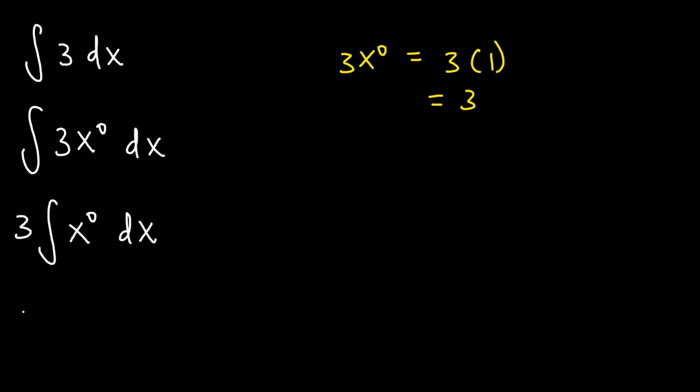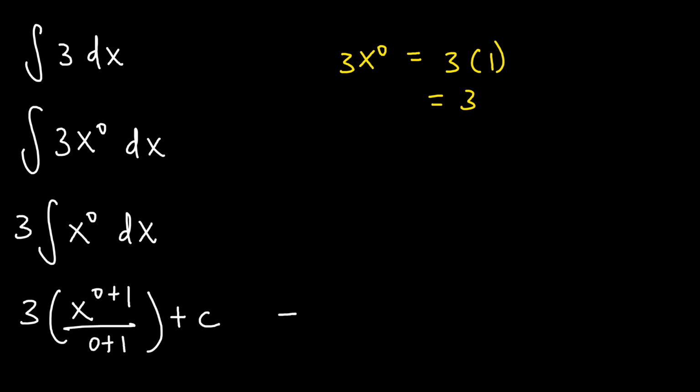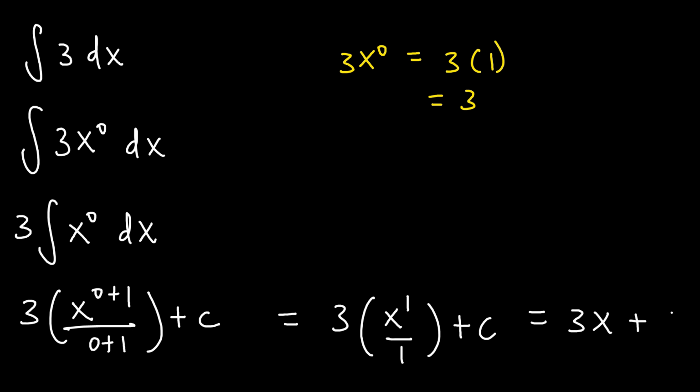And at this point, we can use the power rule. So we raise the power of the function by 1 and then divide by the new power. So we shall have 3 times x to the power of 0 plus 1 divided by 0 plus 1 and then plus c. And this will be equal to 3 into x to the power of 1 divided by 1 plus c, which is equal to 3x plus c. And that's our answer. You try out this.